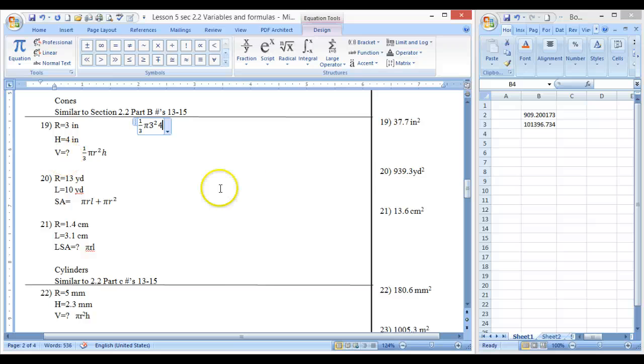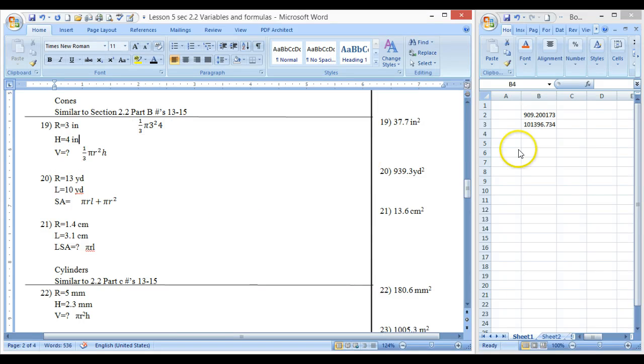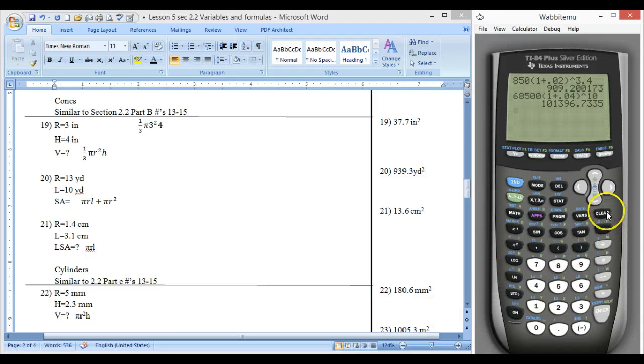Okay, so now we need to type all of that into my calculator or into Excel, and I'll show you how to do both. In your calculator, 1/3 times pi. Pi is over here. See this little blue thing? To get that blue one, we have to do second in the caret button to get pi.